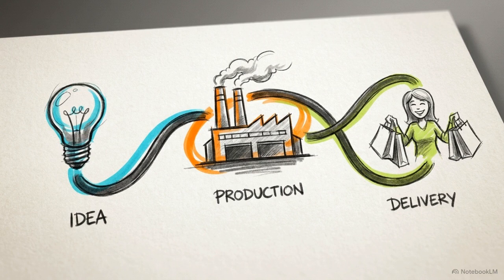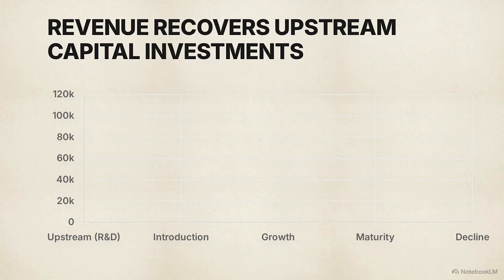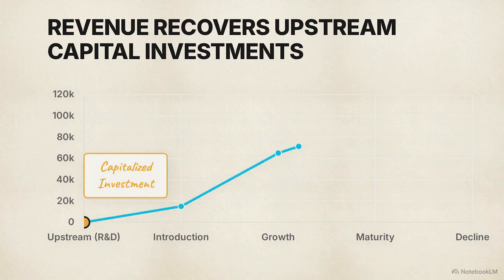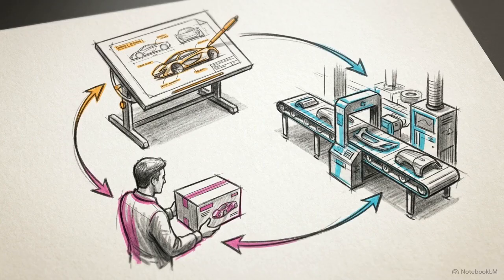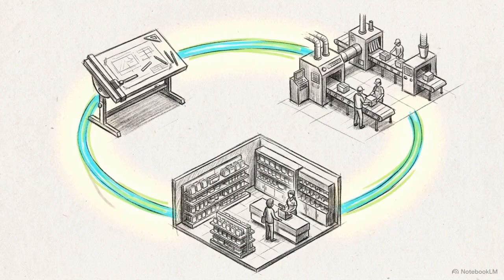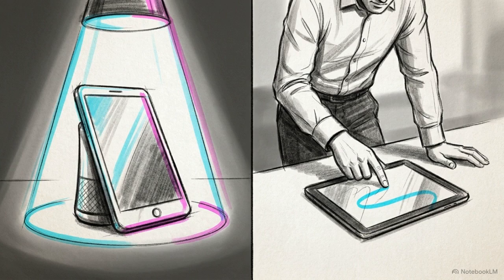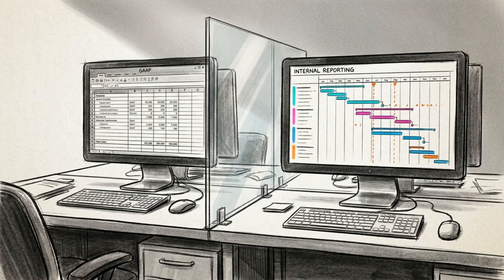To fix this internal blind spot, management needs life cycle costing. This approach capitalizes those early upstream investments so they can be accurately tracked against the long-term revenue they generate. It takes every dollar spent and every dollar earned over the product's entire sales lifespan and groups them into a single cohesive view. To evaluate both the viability of a product and the performance of the managers running it, an organization has to build an internal reporting system that operates independently from its external GAAP constraints.